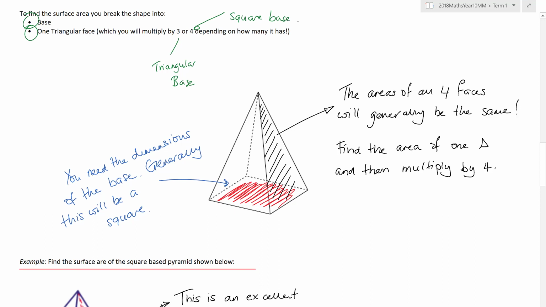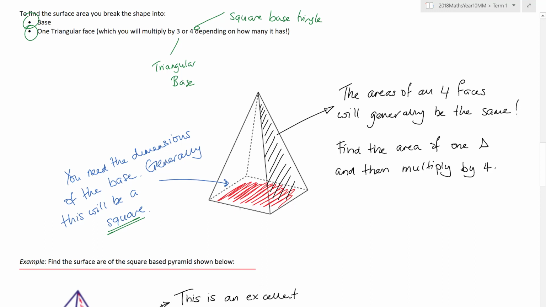Because if it's a square base, then it's got 4 sides, hence 4 triangles to make up the rest of the pyramid. If it's a triangular base, it only has 3 sides, and hence only needs 3 triangles to make the pyramid. They will always need to give you the dimensions of the base. Generally, it will be a square, hence being called a square-based pyramid.